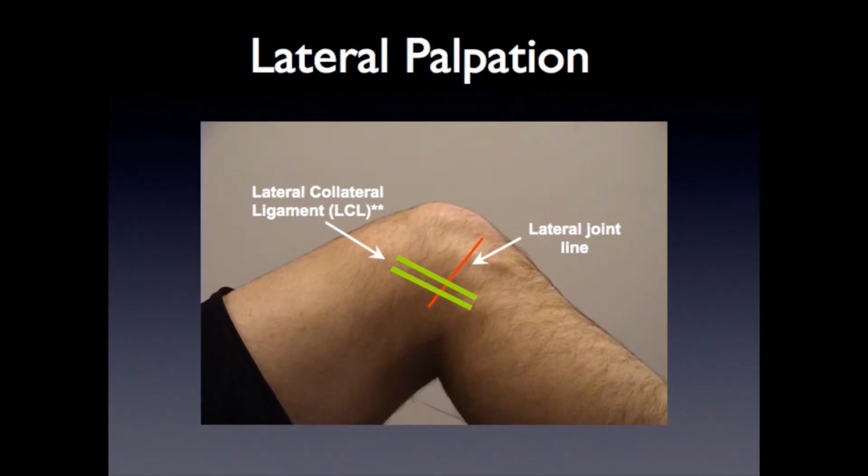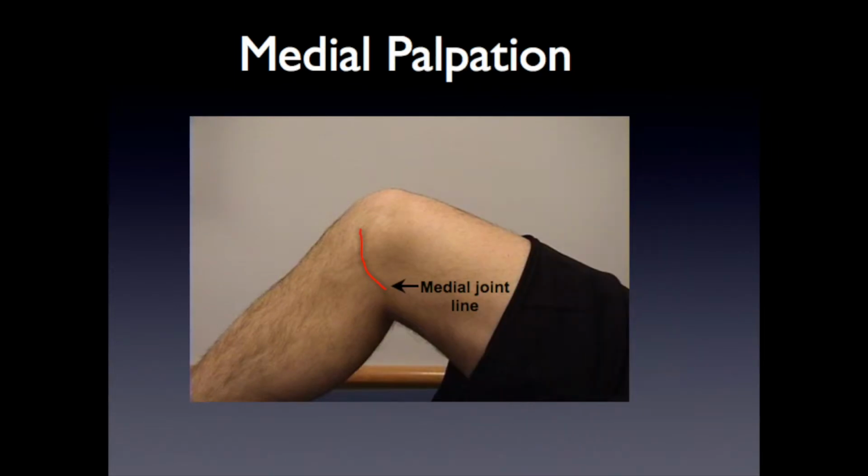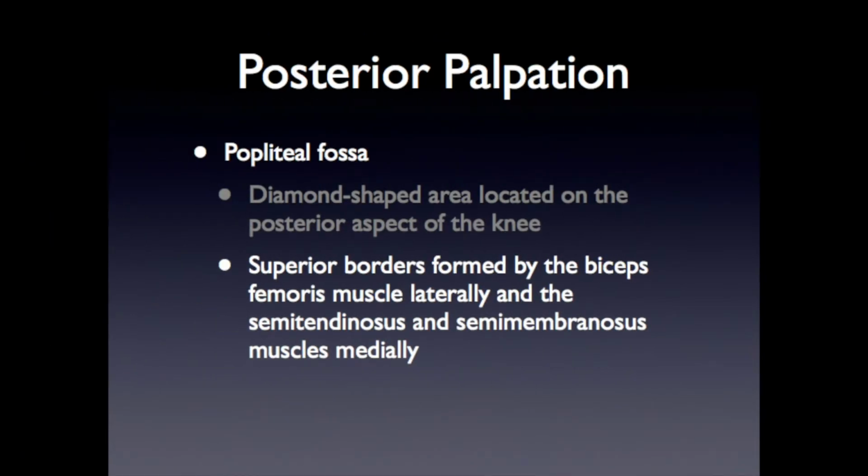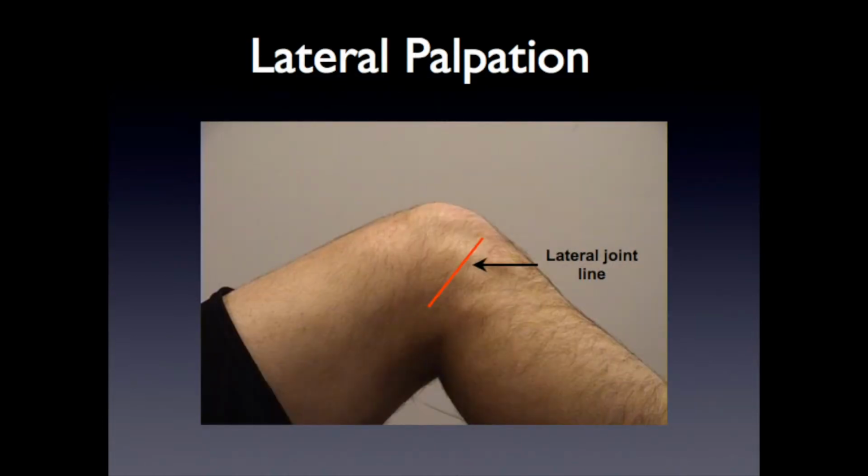To palpate the medial and lateral aspects of the knee, it helps to have the knee flexed at 90 degrees. Medially, you can palpate along the entire medial joint line and over the medial collateral ligament. Don't forget to palpate over the proximal medial tibia where the pes anserine bursa lies. On the lateral knee, palpate along the lateral joint line and over the lateral or fibular collateral ligament.